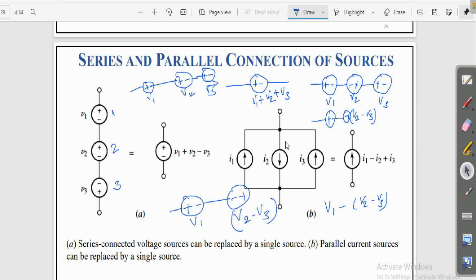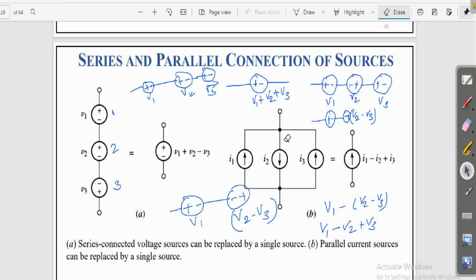Why are we considering minus plus here? We are considering that this is the highest value. That's why we are considering its polarity, minus plus. Got my point? So V1 minus of V2 minus V3 becomes V1 minus V2 plus V3. Otherwise, you can write it simply like this.